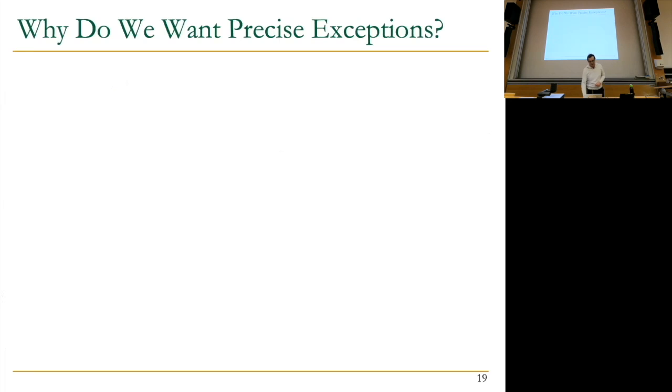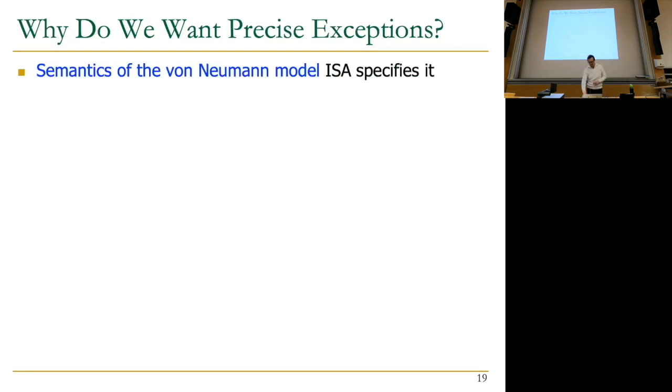Okay, so let's go back into this. Why do we want precise exceptions, a little bit before we start adding more complexity to our machines? So as we discussed earlier, one of the reasons is legalistic. The semantics of the von Neumann model ISA specifies it, so you need to obey that, right? And that's absolutely true. But this is kind of a cop-out answer in a sense.